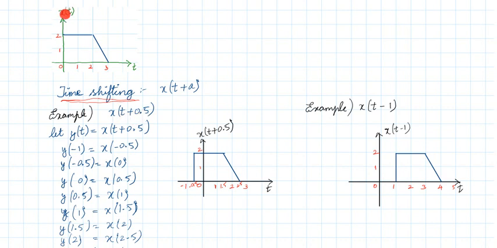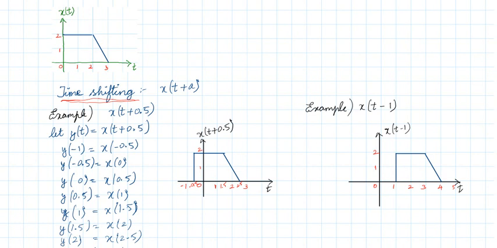x of t is given; here it is t plus 0.5. So all the signal at all moments is shifted by 0.5 seconds. Observe closely: the signal at 0 will move in advance, 1 is moved 0.5, 2 is also moved 0.5 to the left, and 3 is also moved 0.5. So instead of starting at 0, the signal will start at minus 0.5, and instead of ending at 3, it will end at 2.5.